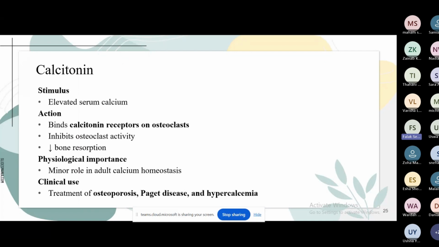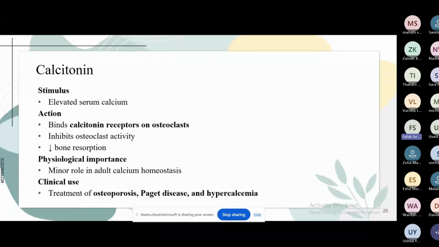Okay. So physiological importance, minor, it has a very minor role in adult calcium homeostasis. It's sometimes used in the treatment of osteoporosis, Paget disease, and hypercalcemia because of its action of decreasing osteoclastic activity.